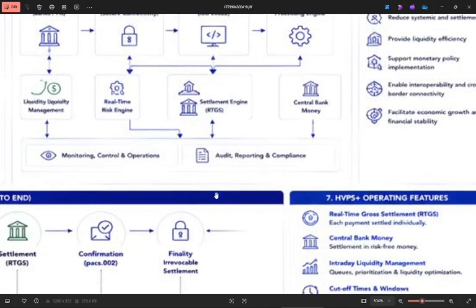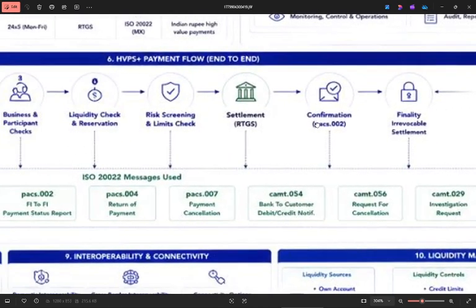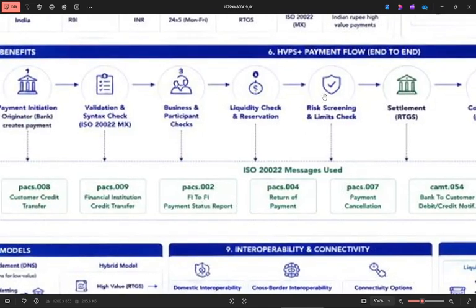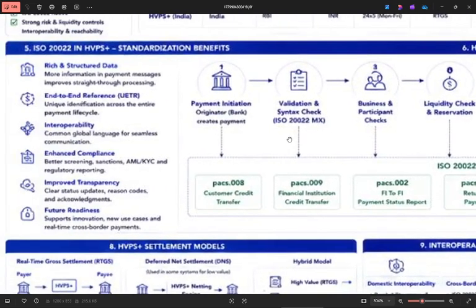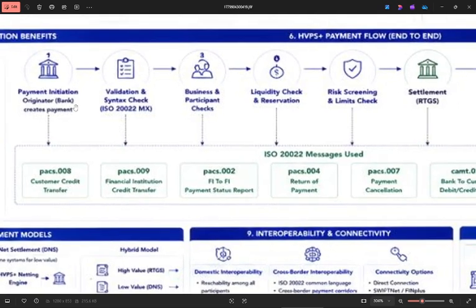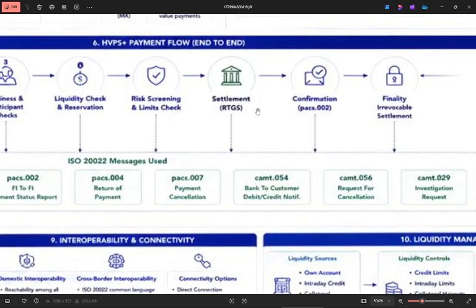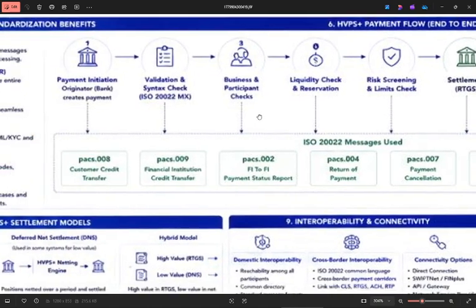Okay, key objective what I want to discuss now. Okay, let's see pacs.008. Now this is one of the good flows, how end-to-end payment happens in the high value payment system. So payment initiation happens the same. Payment initiation normally happens in pain.001, then pacs.008 messages, right? Validation and syntax check happen as normal, in a similar way. Then business and participant checks happen, which is in the header part. Liquidity reservation check happens, risk screening and RTGS happen, then confirmation. Okay, almost similar.